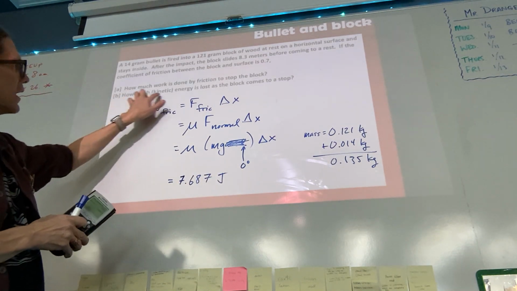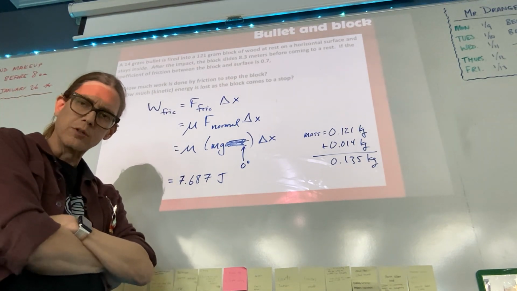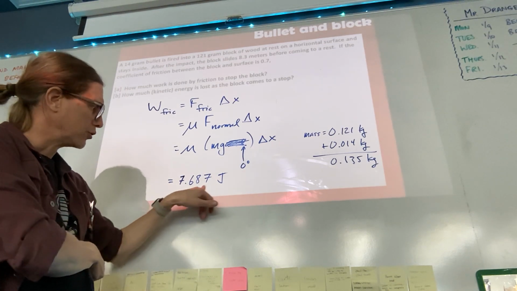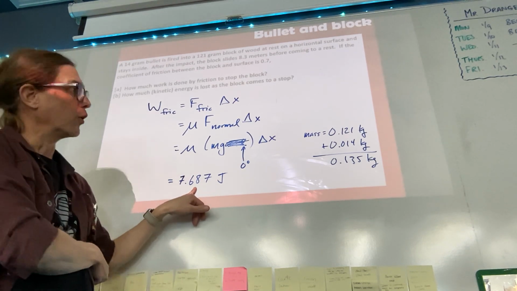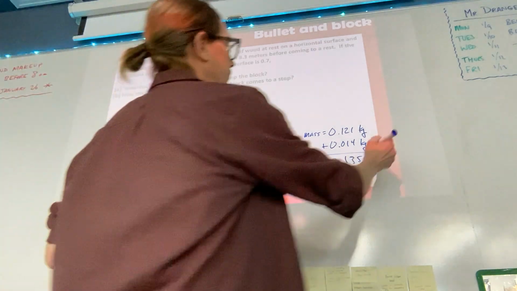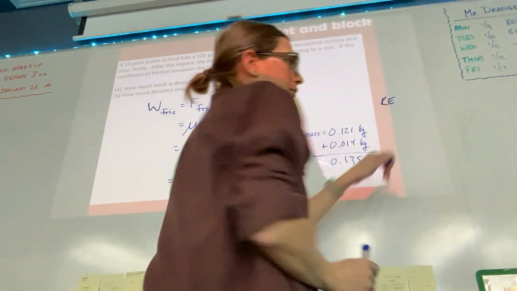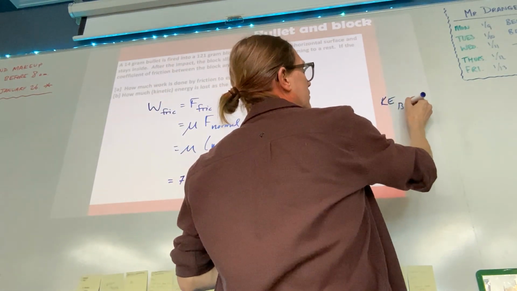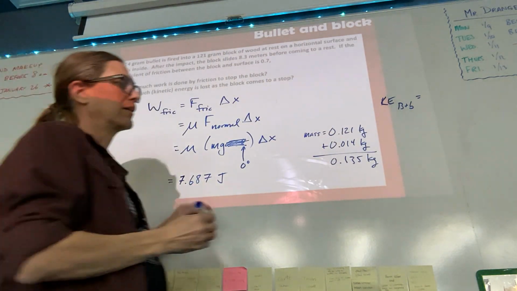Second question is how much kinetic energy is lost? Well, it slid to a stop, so it lost all of the kinetic energy. So the only way that friction could do this much work is if that's how much kinetic energy we started off with. So, same answer for both of these. So we'll just list that over here. So the kinetic energy of the bullet and the block just after the collision is this, 7.687.